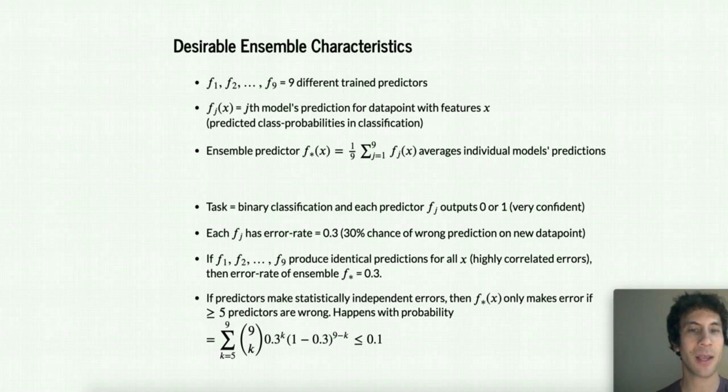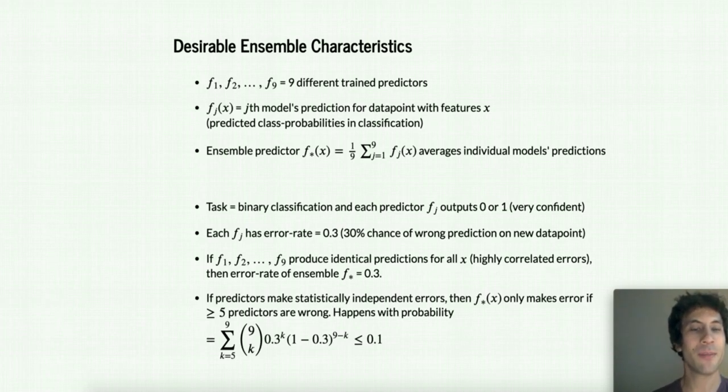Suppose our task is binary classification, and each predictor either outputs 0 or 1. So they're either very confident the data point belongs to the positive or the negative class. Also assume each predictor has error rate 0.3. That is, given a new data point sampled from the underlying data generating distribution, there's a 30% chance this predictor will make the wrong prediction on this data point. If all of our predictors produce identical predictions for all possible data points, i.e. they make highly correlated errors, then the error rate of the ensemble will obviously just be 0.3 as well. There is nothing to be gained by ensembling.